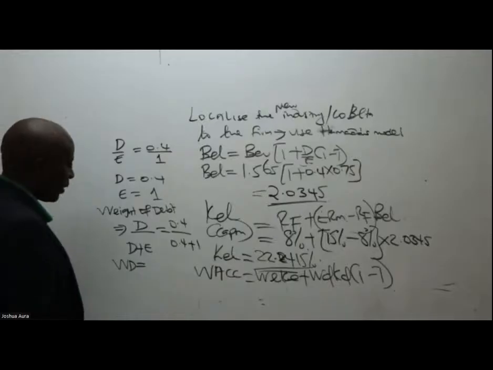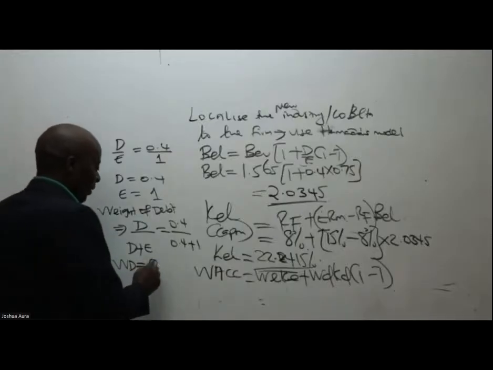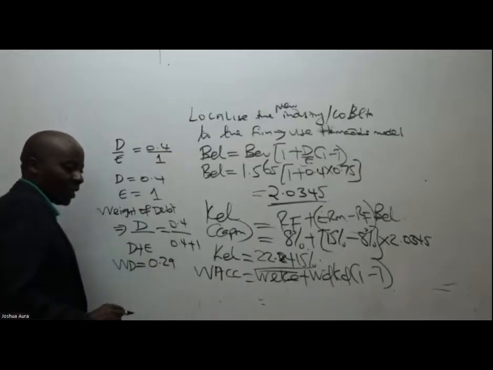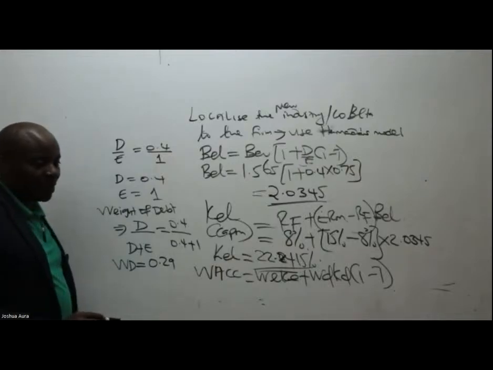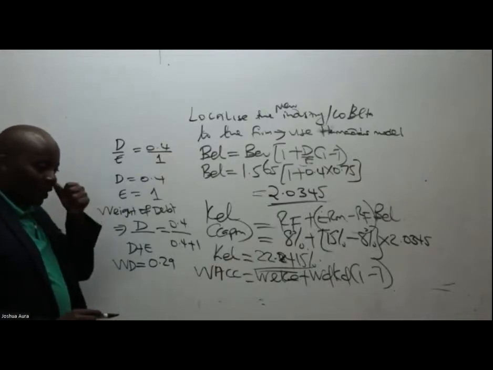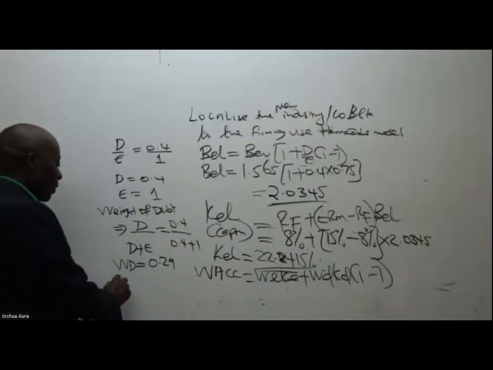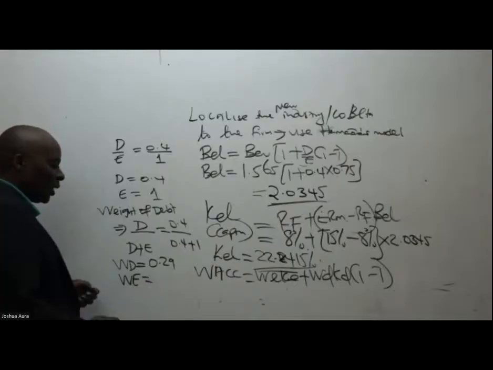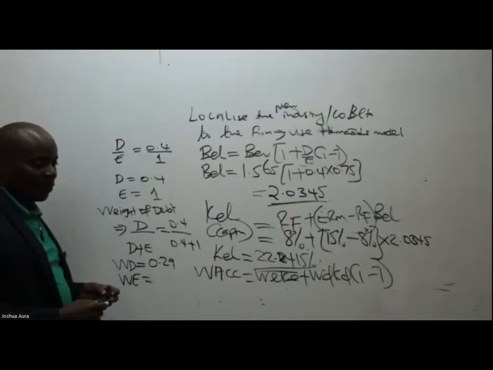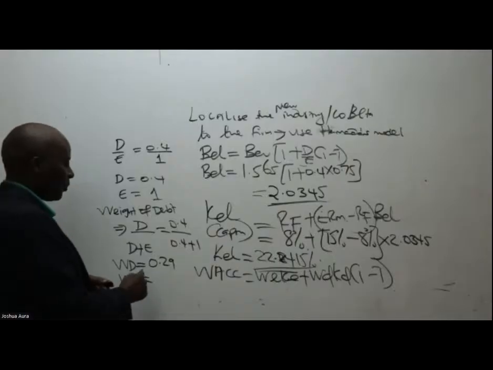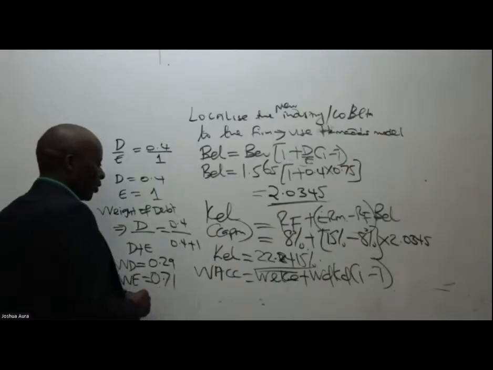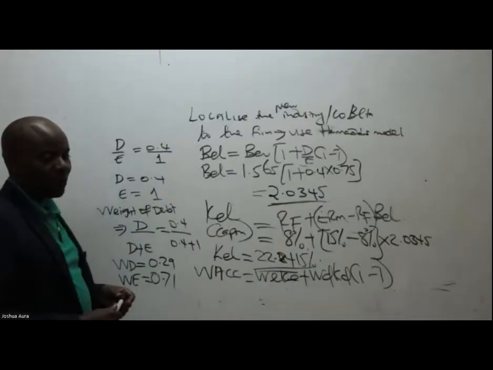Atiro says 0.29. What about the other students? What are they able to get as the weight of debt? 0.29. So then what is the weight of equity? The weight of equity is 0.71. Thank you very much.